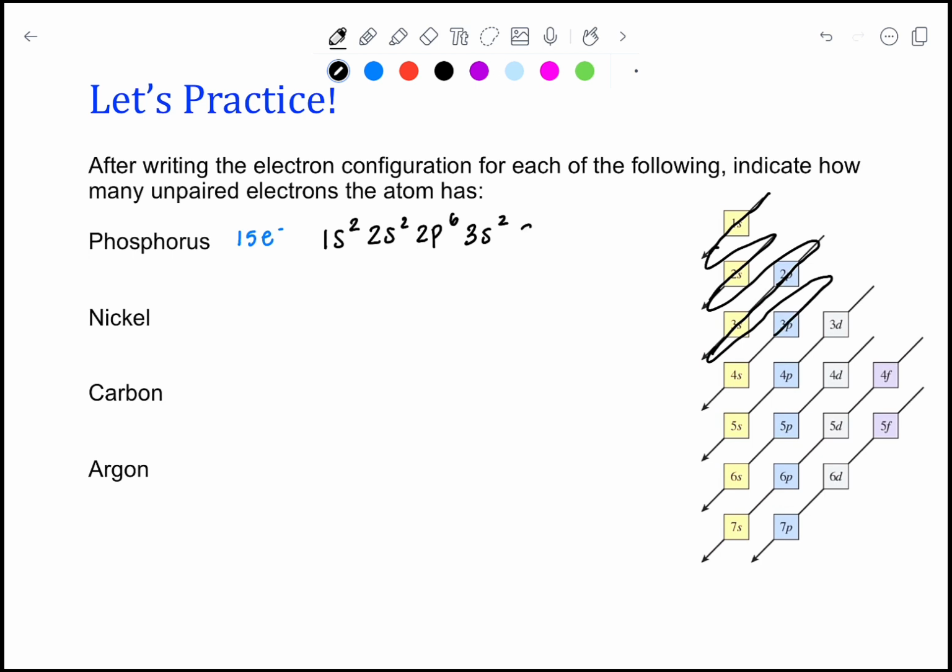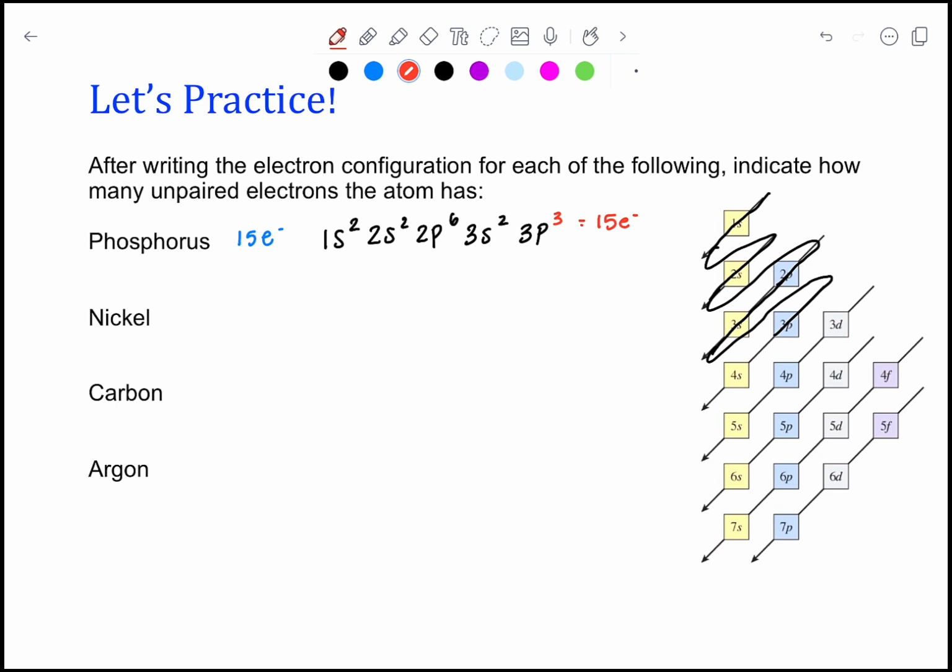Well, they're going to next go into the 3p, and I only have 3 electrons to give away. So that's not going to be a full 3p6 because there's not enough electrons. If you put 3p6, if you added those up, you would have 18 electrons, which is too many. Okay, so remember, always double check your own work and show that you have the same number of electrons in your electron configuration as you do the element. So this equals 15 electrons.